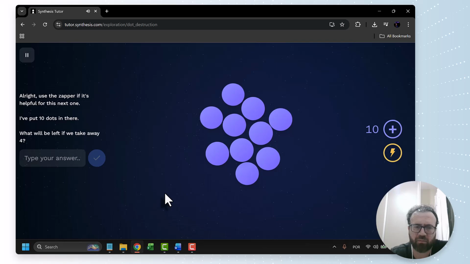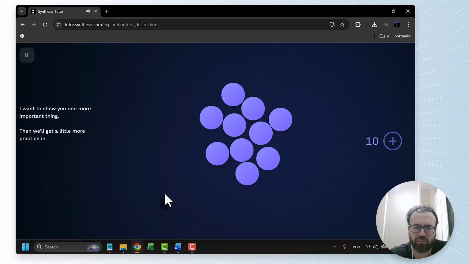All right, use the zapper if it's helpful for this next one. I put 10 dots in there. What will be left if we take away? You got it. I want to show you one more important thing. Then we'll get a little more practice in.